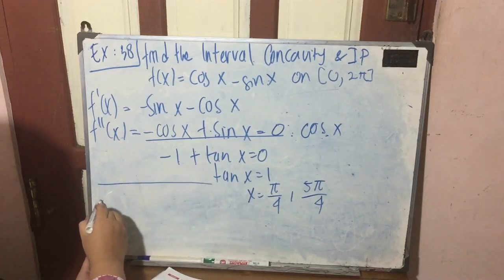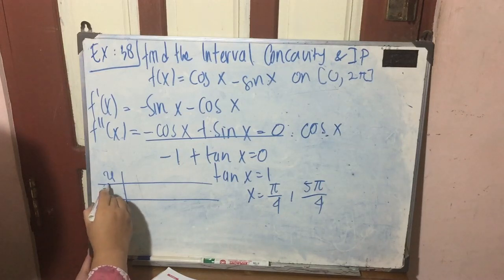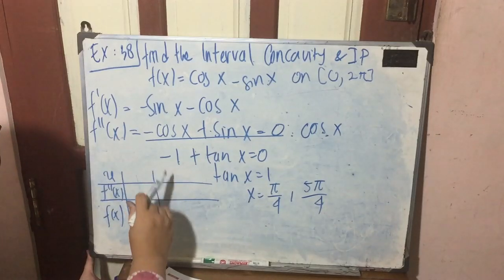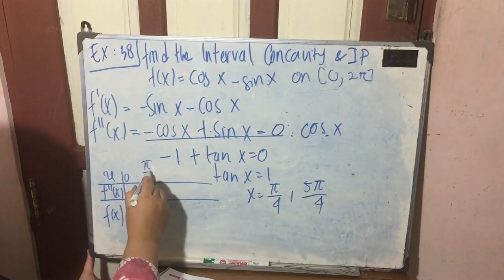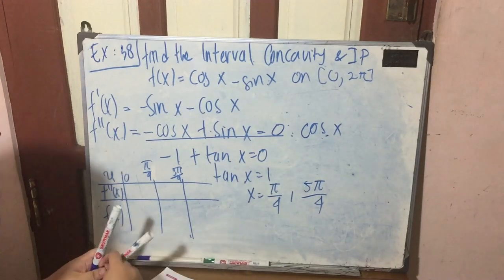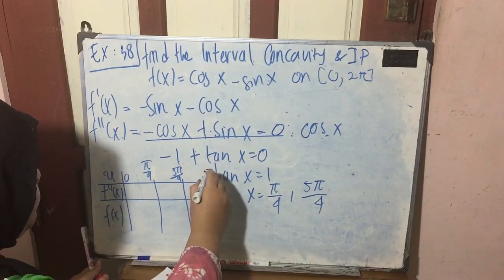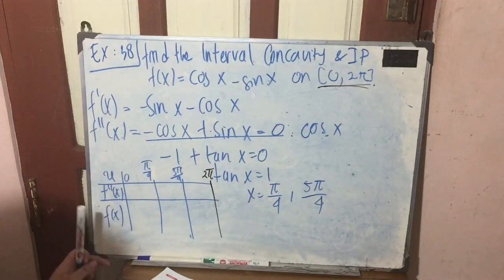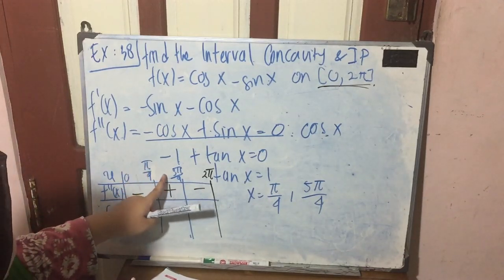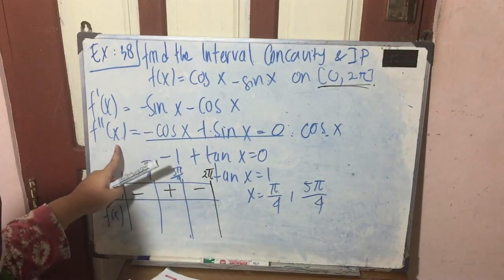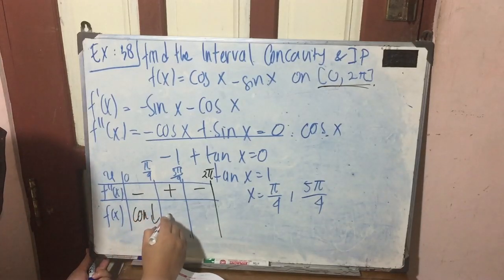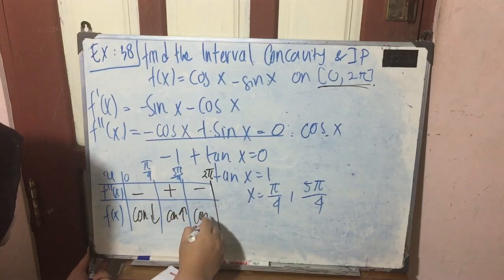Here we have x, the second derivative, and then f(x). The critical values are 0, π over 4, 5π over 4, and 2π, because they give the interval. From here we get minus, plus, and minus. You just substitute a test value into the second derivative, and you will get minus, plus, minus. So it is concave down, concave up, and concave down.